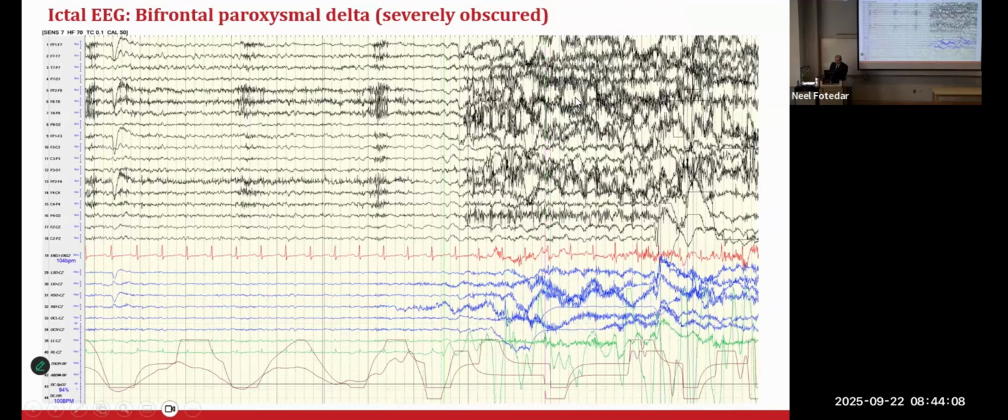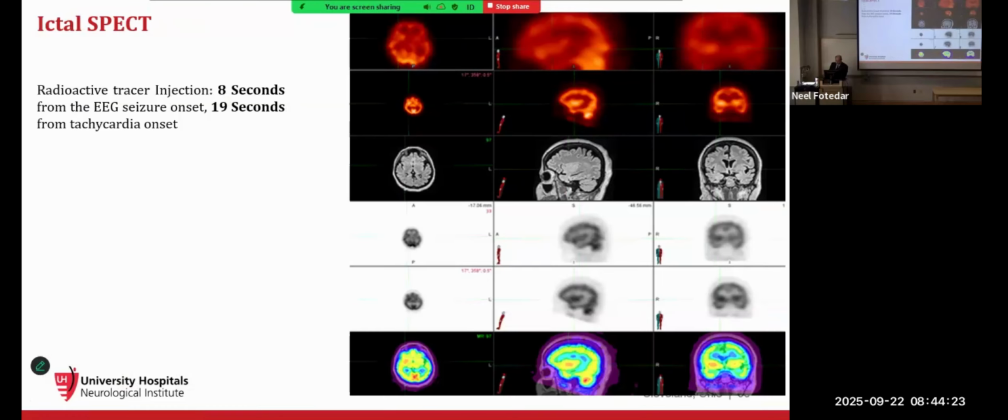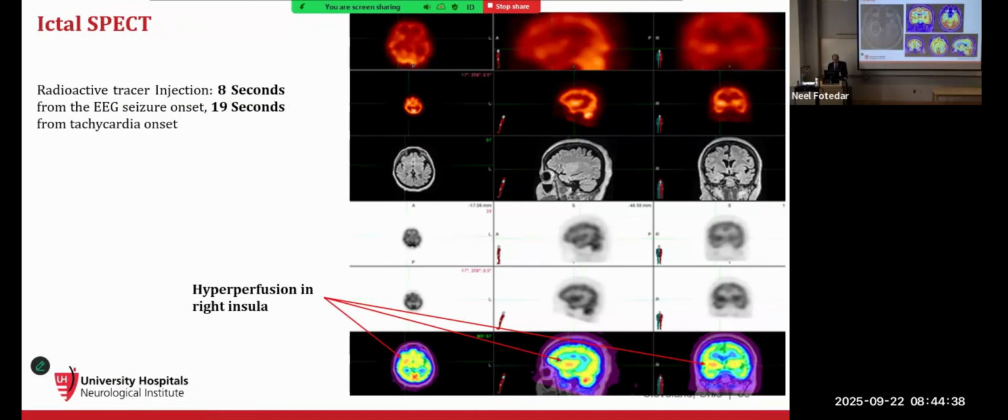And this green line obviously is where you can tell the hypermotor behavior starts, and then the EEG is quite obscured because of the significant movement, but it seems like there is some sort of bifrontal paroxysmal delta, even though it's quite obscured. So we did an ictal SPECT as well. The injection occurred 8 seconds from EEG seizure onset, but 19 seconds from the tachycardia onset, as I measured it afterward. And we saw hyperperfusion in the right insula. Right there, you can see that picture.